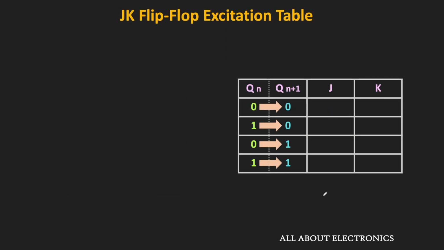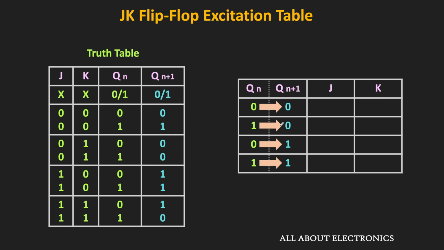As I said in the previous video, this excitation table shows the required inputs, or the required excitations, of the flip-flop to go from the current state to the next particular state. So let's say currently Qn is equal to 0, and in the next state we also want Qn plus 1 to be equal to 0. For this transition to occur, let us see the required excitations of the inputs J and K. To find that, let us take the help of the truth table.